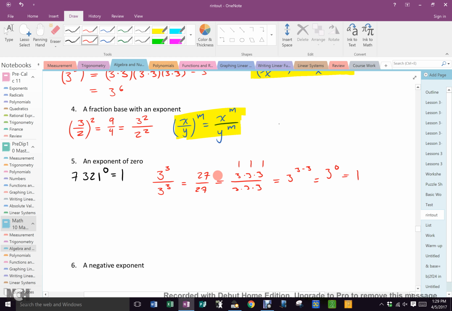So, everybody cool with this? Now I'm going to mess with your heads right now. Don't write. Think. What is 6 to the 0? 1. What is negative 6 to the 0? What is negative 6 to the 0? Negative 1. Why?